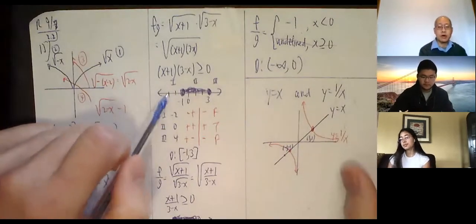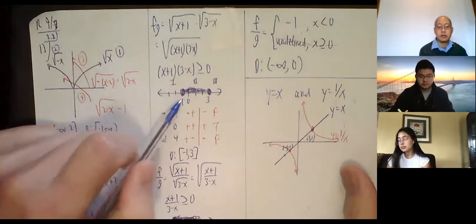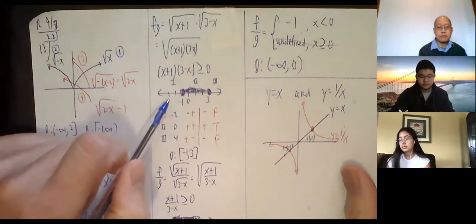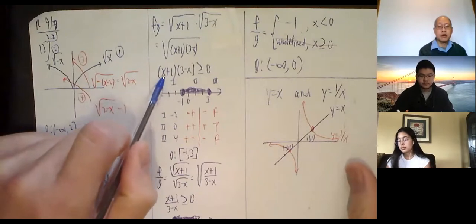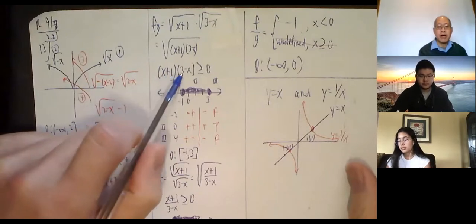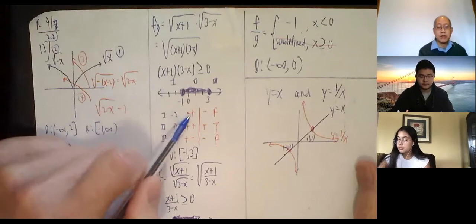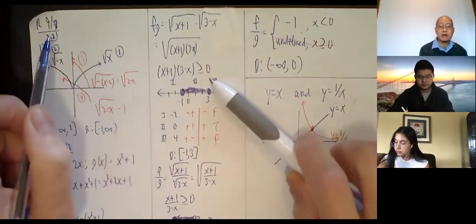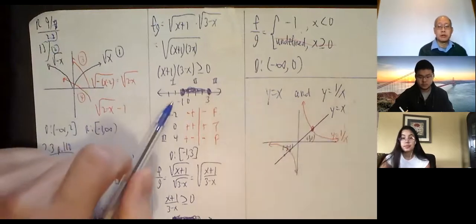So number in region 1, negative 2. Region 2, 0. Region 3, 4. Okay, negative 2 plus 1 is negative. 3 minus a minus 2 is positive. So you have a negative times a positive. That comes out to be a negative. Is a negative greater than or equal to 0? No, that's false. Do not shade in region 1.